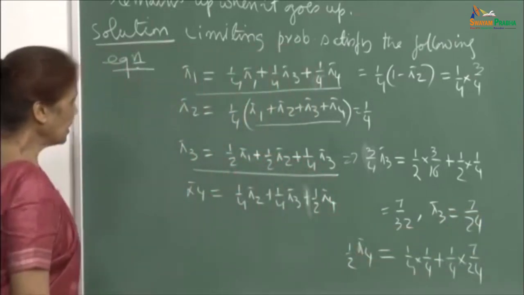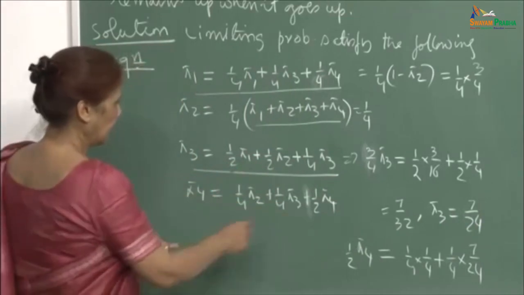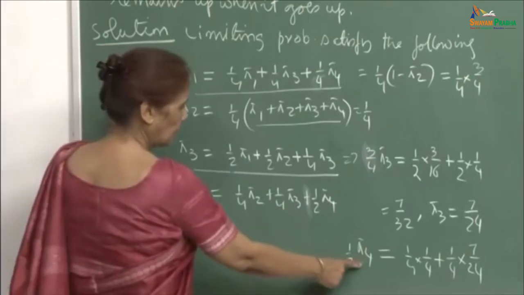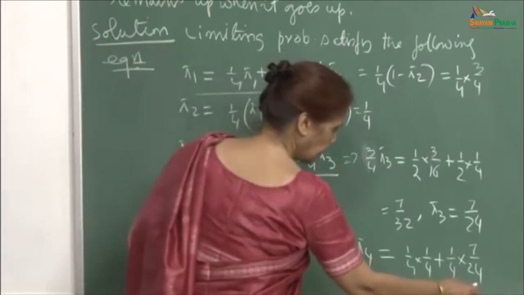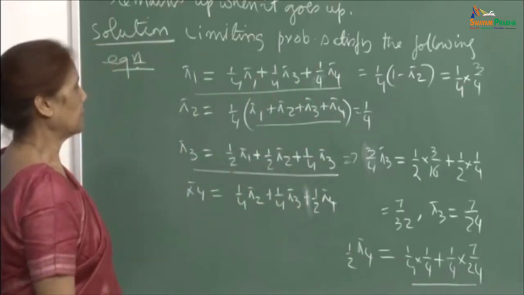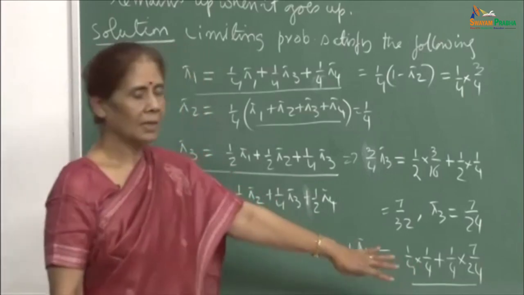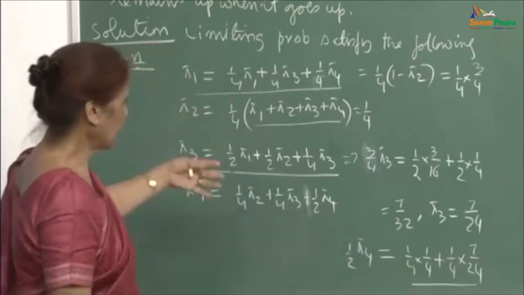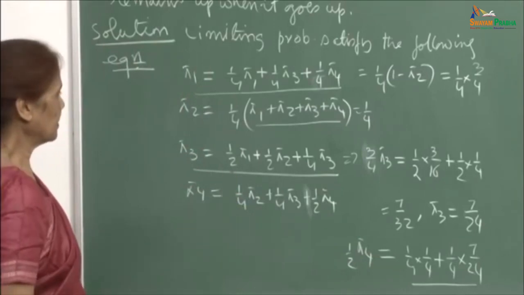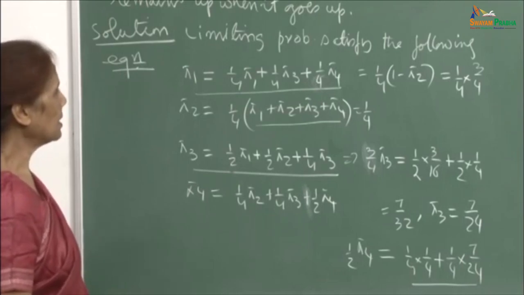Okay. And then once you have pi 2 and pi 3, and pi 4 is on this side, when you bring it, it will be half pi 4. And so, again substituting for pi 2 and pi 3, you get these values, and so you get pi 4. So, this was quick work, right. Now, this is certainly faster than computing second, third, fourth powers of P, which is a 4 by 4 matrix. So, a lot of multiplications if you start taking the different powers, right.